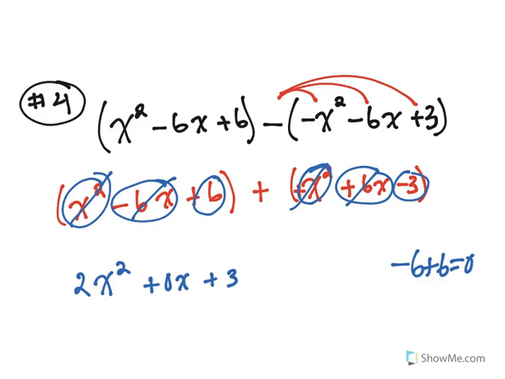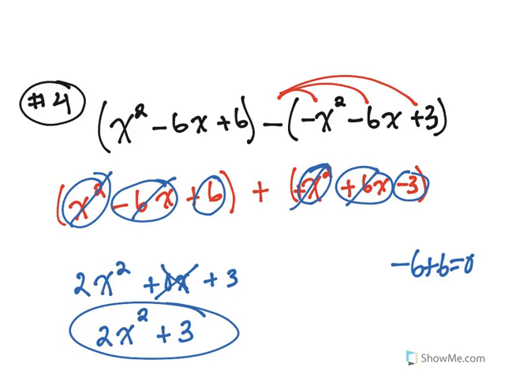So this trinomial plus this trinomial really turns into a binomial. So again, typically we don't rewrite it if it's a 0 coefficient. So this would just be 2x squared plus 3. And there we have it.